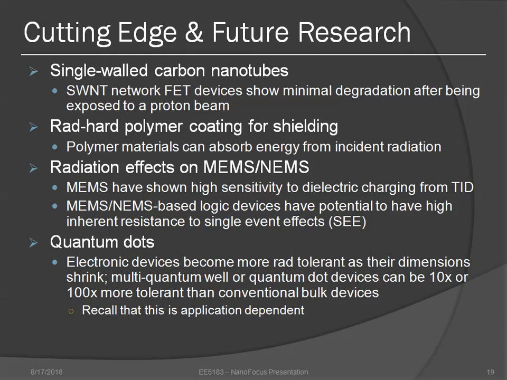And then the last one here, quantum dot devices also have inherent rad-hard qualities due to their small size. For example, multi-quantum well or quantum dot devices can be tens or even hundreds of times more radiation tolerant than conventional bulk devices. And it has been reported that quantum dot or CNT-based photovoltaic devices were 5 orders of magnitude more resistant than conventional bulk solar cells.